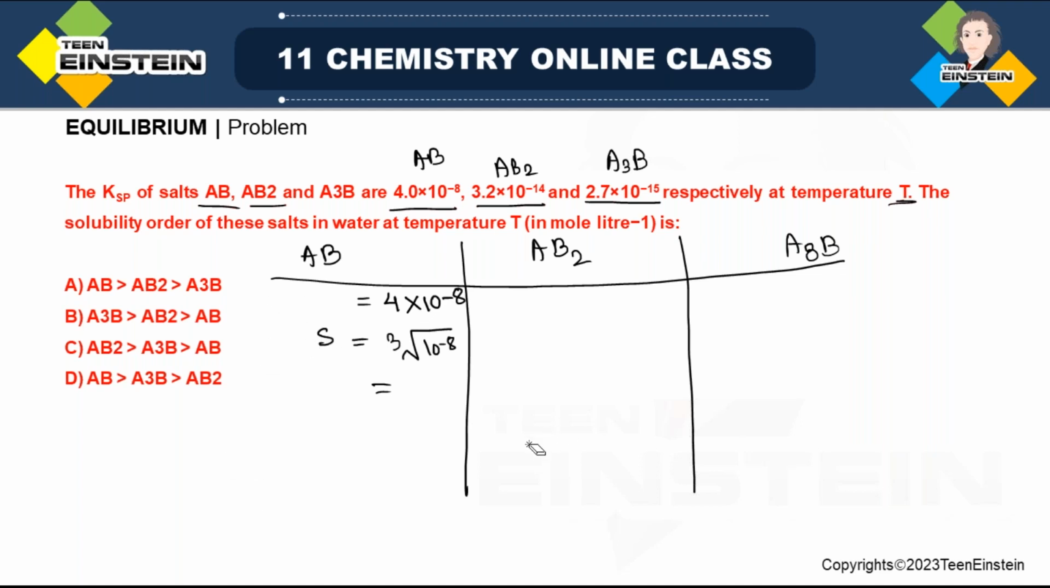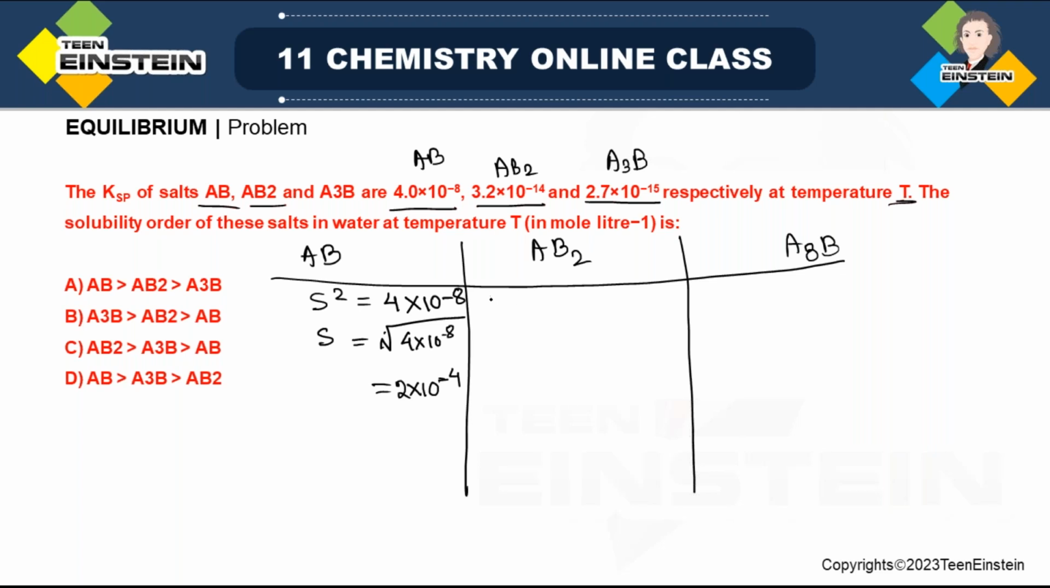It is simply a square. So it is simply root of 4 into 10 to the power minus 8. That means it is 2 into 10 to the power minus 4. So this is the value of S in the first salt.